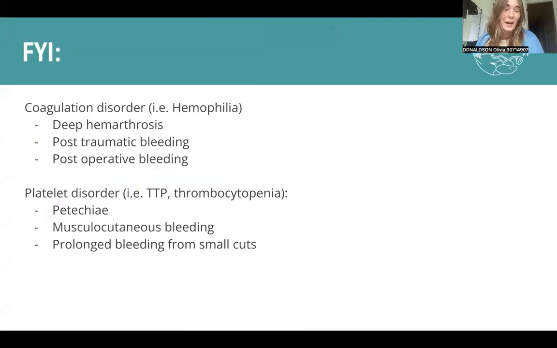So hopefully it helps. So just to start, this slide is supposed to help you know what type of blood products to use. If you have a problem with your coagulation, so that's a factor deficiency, or you're using warfarin or something, you're going to get deep hemarthrosis, so bleeding into your joints and bleeding into deeper spaces. Whereas if you just have a low platelet count, you're going to get petechiae, mucosal bleeding, and prolonged bleeding from small cuts. So they present slightly differently.